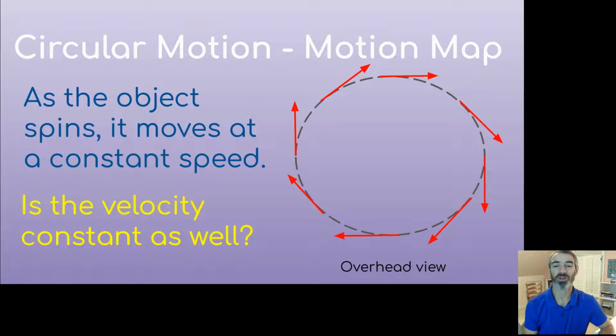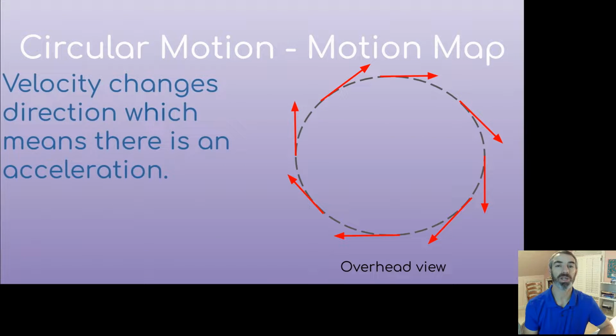The question is, is the velocity constant as well? Based on what we know about velocity, it depends on both speed and direction. Since the direction is changing, no, the velocity is not constant. That means there's an acceleration. So that answers the question: why is uniform circular motion accelerated motion? Because the velocity is changing direction.